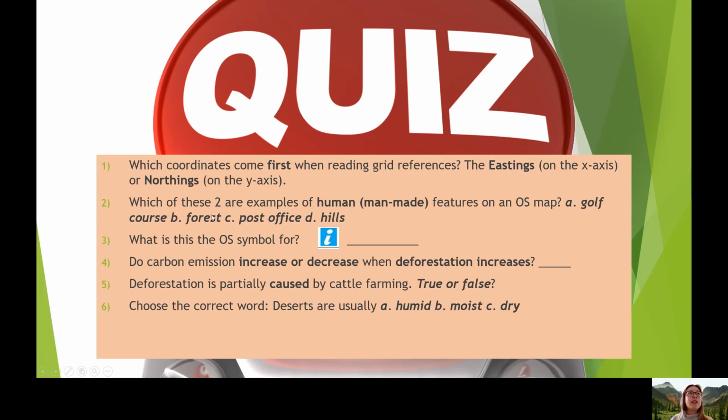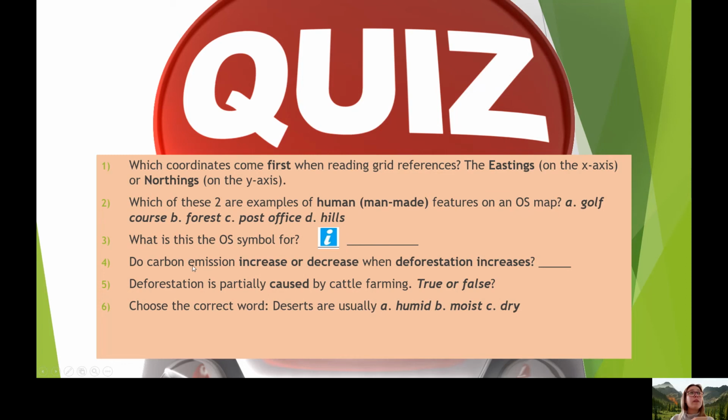Question 2, which of these two are examples of human, so man-made features on an ordnance survey map? Golf course, forest, post office or hills? Which of these two are man-made? Question 3, what does this OS symbol stand for? This I, what does that symbol stand for on an ordnance survey map?